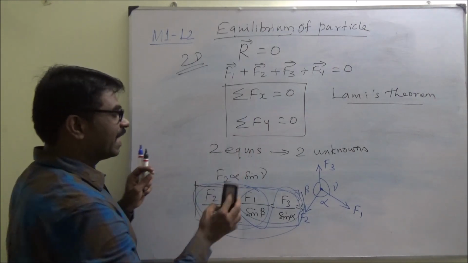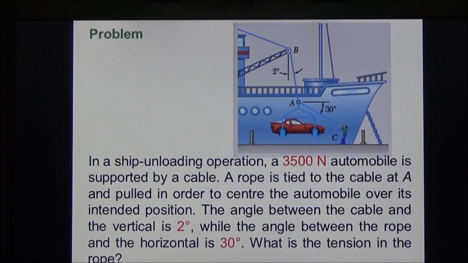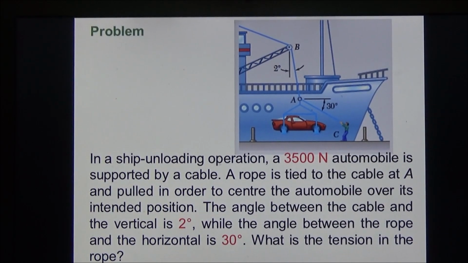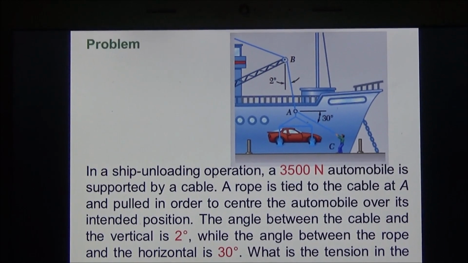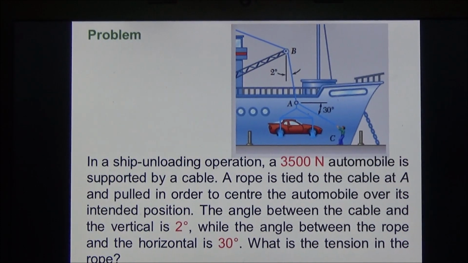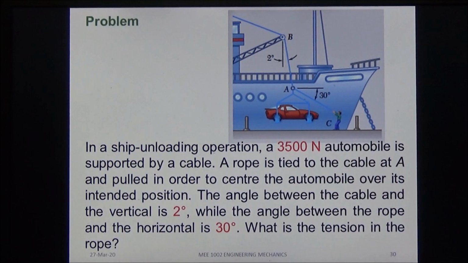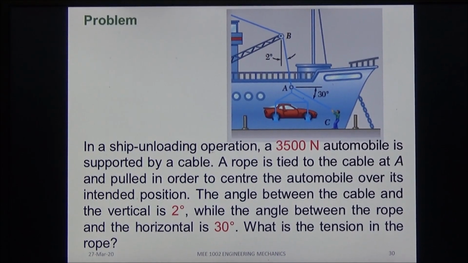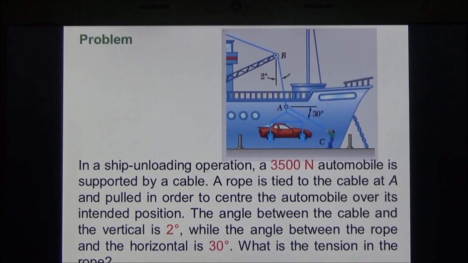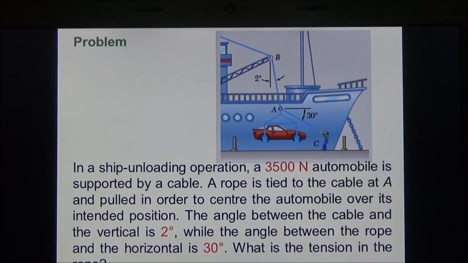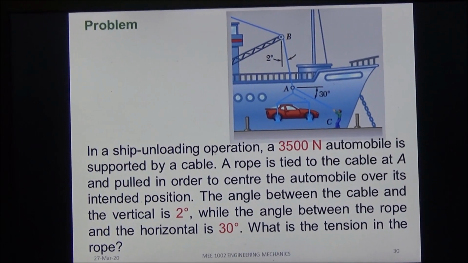Now let us solve this problem where a car is unloaded from a ship using ropes. The tensions of the ropes have to be found out. The car weighs 3,500 Newton, and the angles are given. How to solve this problem? We'll see that now.